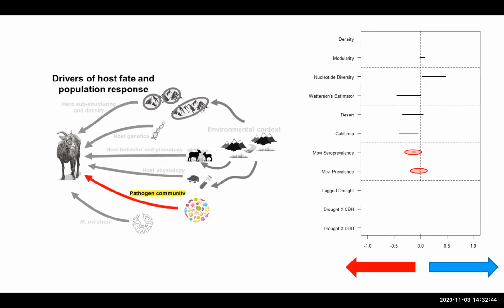And for our pathogen community, both prevalence and seroprevalence had the expected trends that we thought we would see. As these increase, lamb recruitment decreases, which is also an indication that seroprevalence or titer values is probably a good indication of carriers still being in the population, presenting that pathogen to lambs.